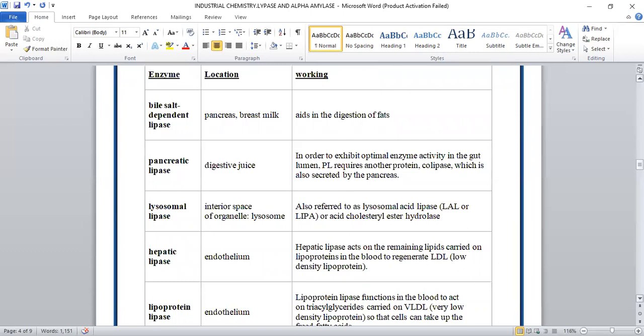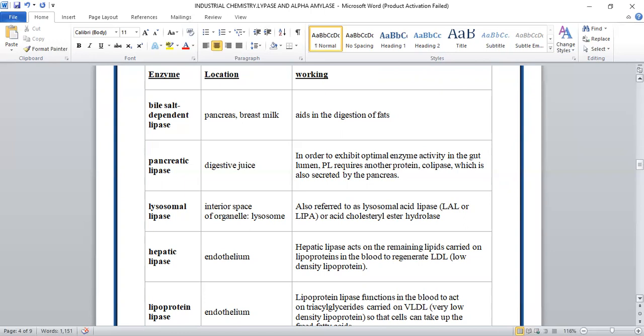The second one is pancreatic lipase. It is present in digestive juice, and its working is basically to exhibit optimal enzyme activity in the gut lumen. PL, which stands for pancreatic lipase, requires another protein called colipase, which is also created by the pancreas. Then there is lysosomal lipase, which is present in the interior space of the organelle lysosome, also referred to as lysosomal acid lipase or acid cholesterol ester hydrolase.